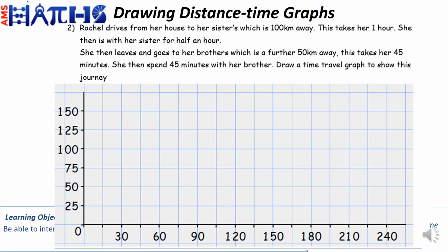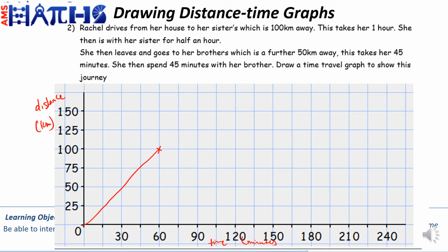Okay, so it said Rachel drives from her house to her sister's, which is 100 kilometers away. This takes her 1 hour. For the axes that I have, I'm just going to label it as distance, which is in kilometers, and time is in minutes here. So if she travels 100 kilometers away in 1 hour, that's 100 kilometers away in 60 minutes. So I'm going to find the 60-minute mark, then I'll go up to 100 kilometers, and that's how she'll get to her sister's house. So I'm just going to connect that to her starting point.